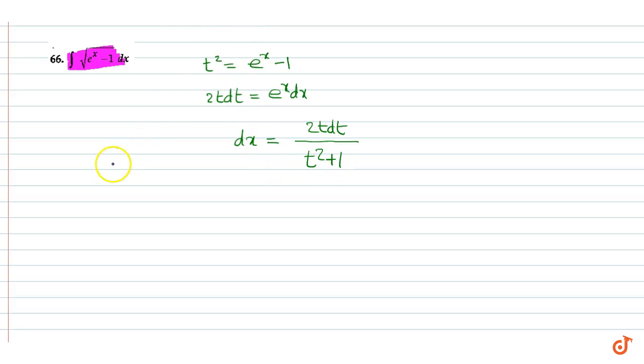So our integral becomes integral square root of e to the power x minus 1 into dx is equal to integral t into 2t into dt divided by t square plus 1.